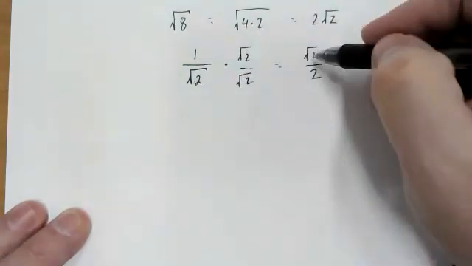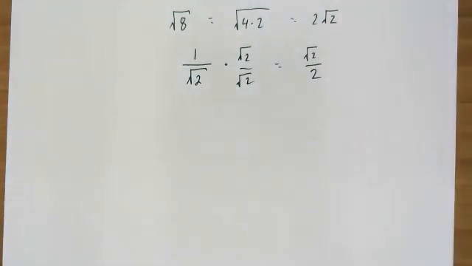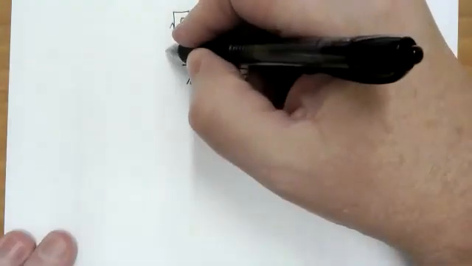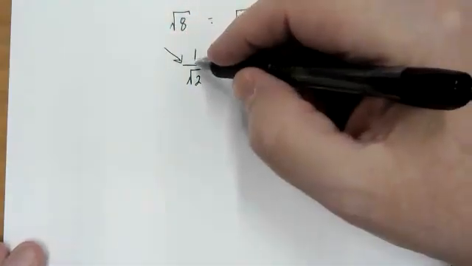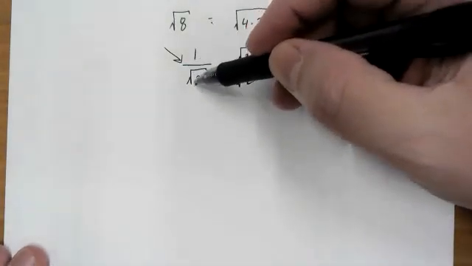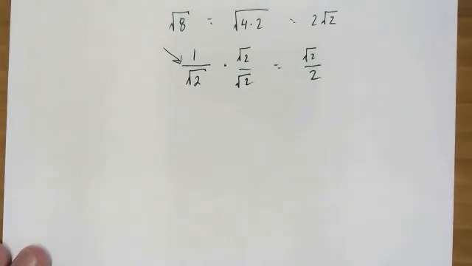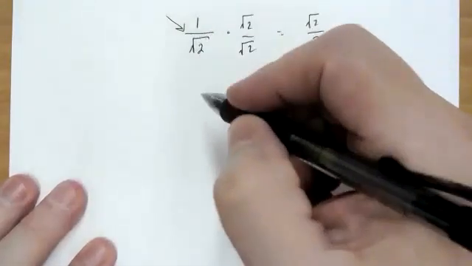And 1 over square root of 2 is the same as square root of 2 over 2. And the math world likes this answer better. However, what's interesting is, a lot of math programs oftentimes will accept this as an answer. So it seems like nowadays they don't get hung up so much on having a square root in the denominator.